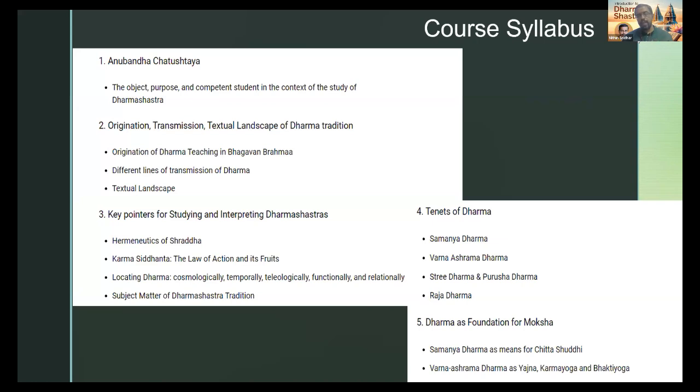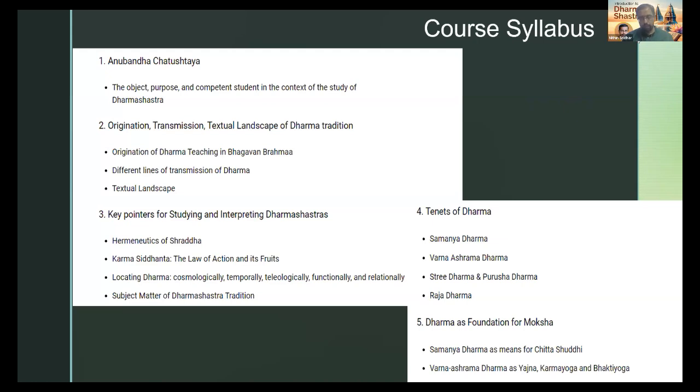I will definitely be including quotations from the text for sure. I'll be including certain passages from my own books as well and from my work, where a particular point has been covered. And then of course I forgot to mention, the last section would be dharma as a foundation for moksha.